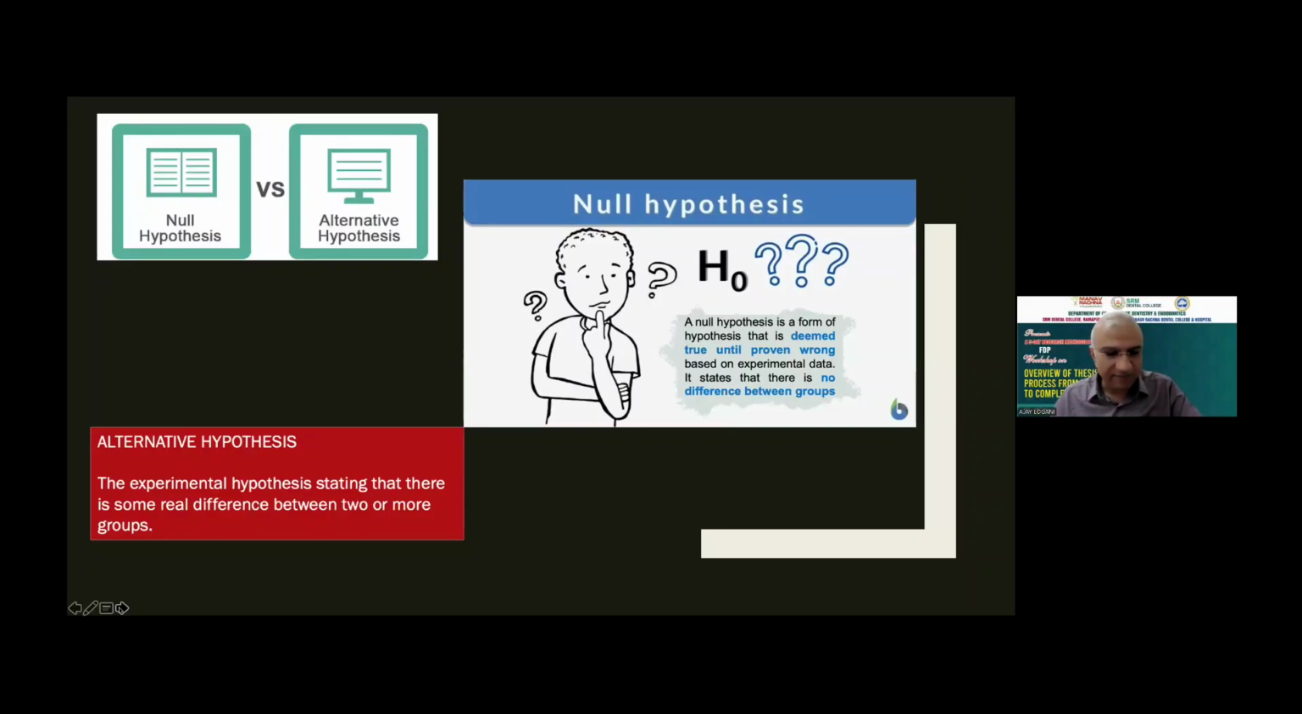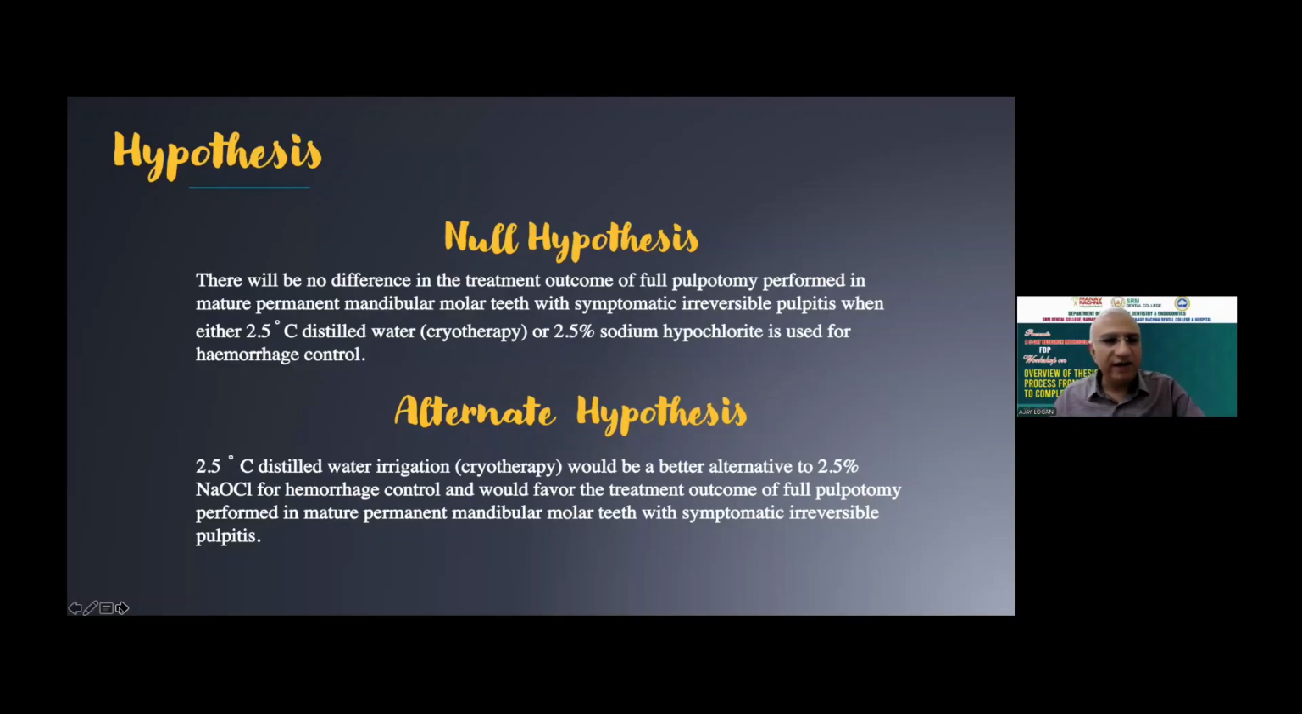I hope I make this point clear to you. Just to exemplify that, taking the example of cryotherapy, you would see this throughout the paper, throughout the presentation now. The null hypothesis is that there would be no difference in the treatment outcome when I'm using either cryotherapy or hypochlorite. So there's going to be no difference, null hypothesis.